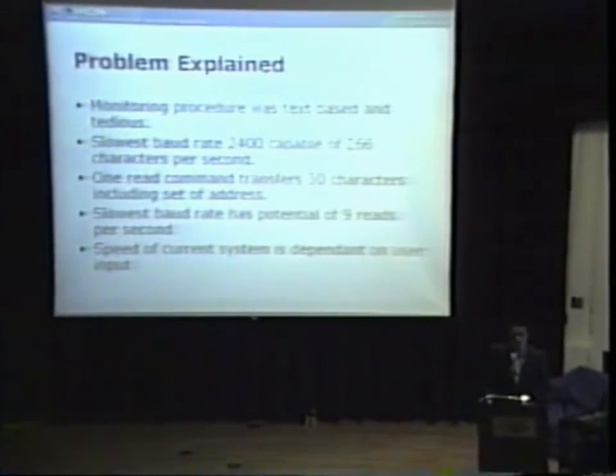The slowest baud rate of 2400 is capable of sending 266 characters per second, but one read command takes 30 characters, therefore you can read approximately 9 address locations per second. It takes the user longer to type one read of an address, so typing in, you can read one address in more than 1 second when there's a capability to read at least 9 per second. So the speed of the current system is all dependent on the user input, which I want to eliminate.